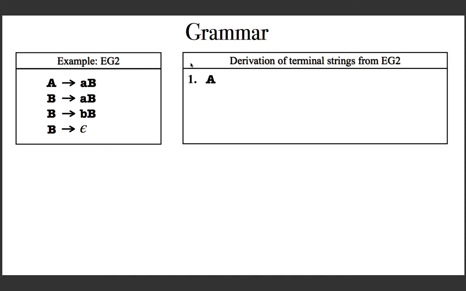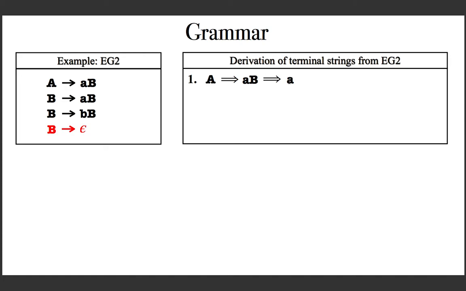We can start with the start symbol, capital A. If you apply production number 1, you know that capital A can be replaced with the RHS of this production, small a followed by capital B. Now if we apply the last production, B can be replaced with the empty string, and hence B can be replaced with epsilon, meaning you will get only small a. So you derived a terminal string.